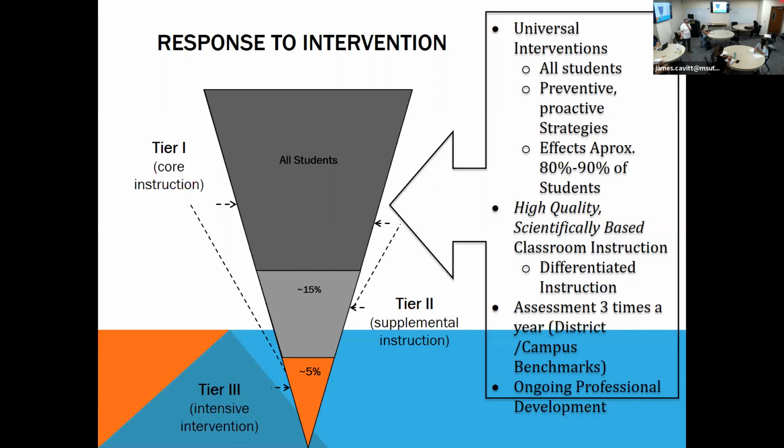Make sense? So all students, if they need something unique and it doesn't change the content of the instruction, you should do what they need. That's Tier 1.